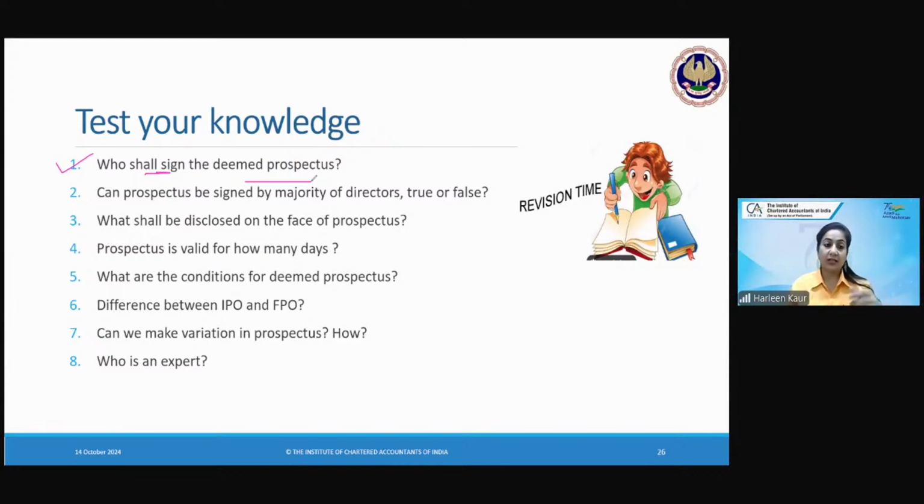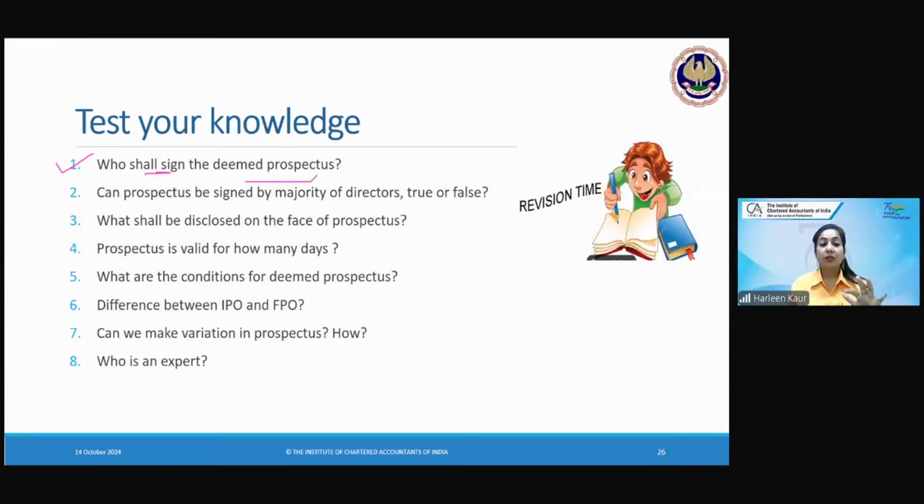We have just discussed section 25. What is a deemed prospectus? Very good, Anirudh. All of you have given the correct answer. Raman, Rashmi, Niketna, Khushi Gupta. Very good. B. Kiran, good evening. Join now. We are doing revision.